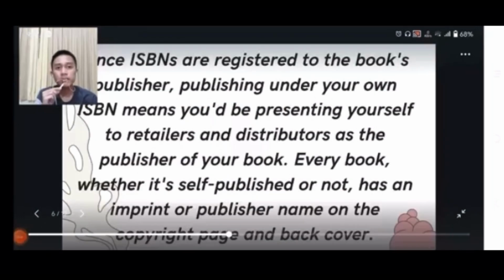Since ISBNs are registered to the book's publisher, publishing under your own ISBN means you'd be presenting yourself to retailers and distributors as the publisher of your book. Every book, whether it's self-published or not, has an imprint or publisher name on the copyright page and back cover.